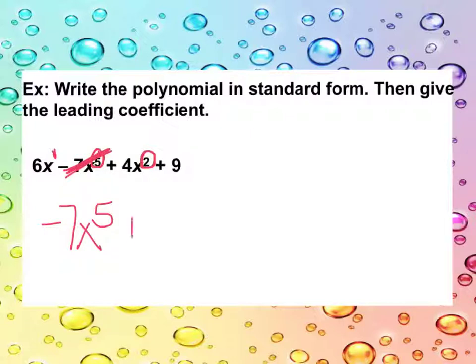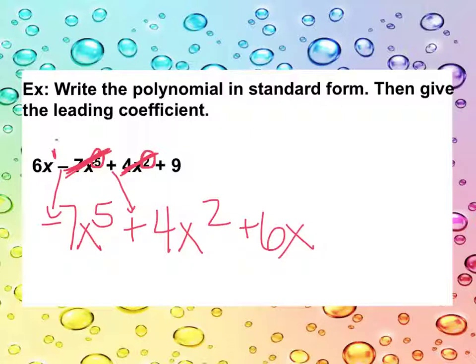Then followed by plus 4x squared. Notice I'm using the sign in front of the monomial to carry with it. And that takes care of the 2. 1 is going to be plus 6x. This is a positive 6x to the 1 power. And then last but not least, always goes our constant, or just our number, so plus 9.